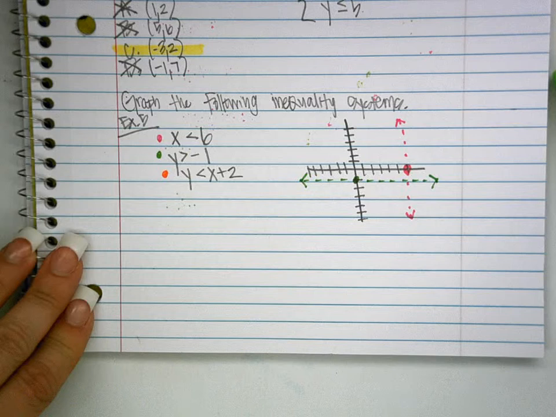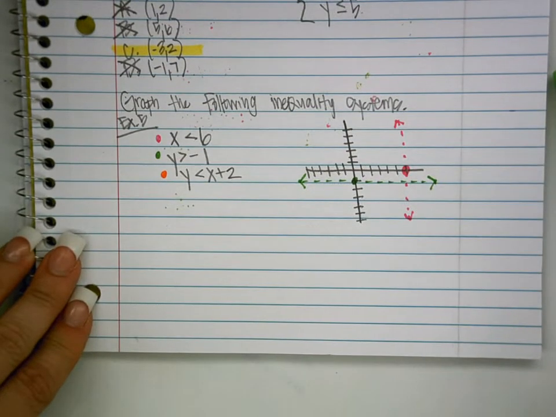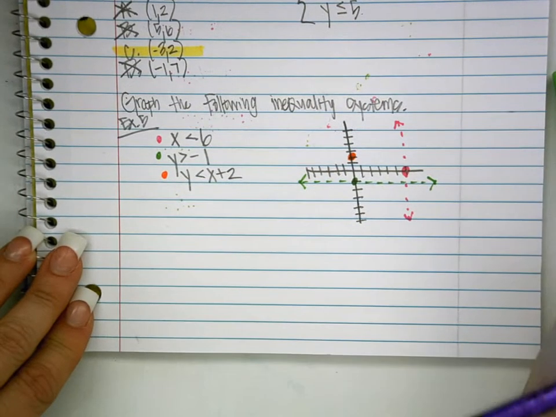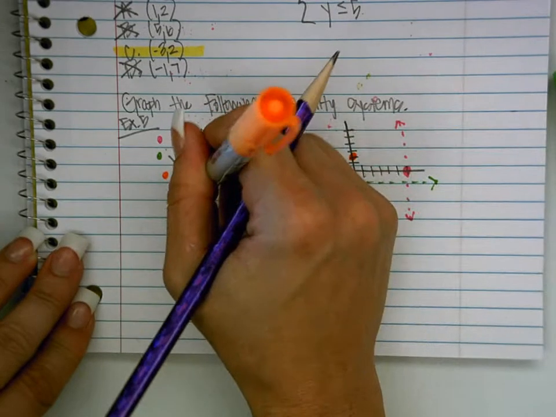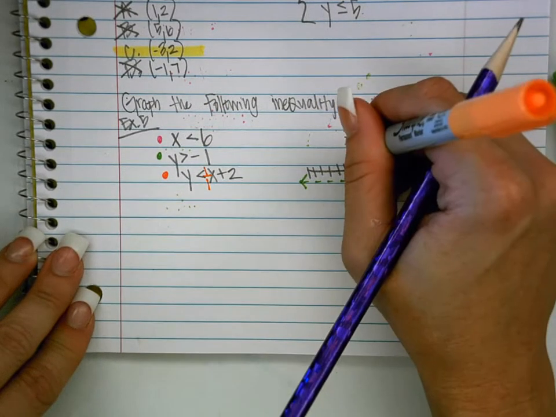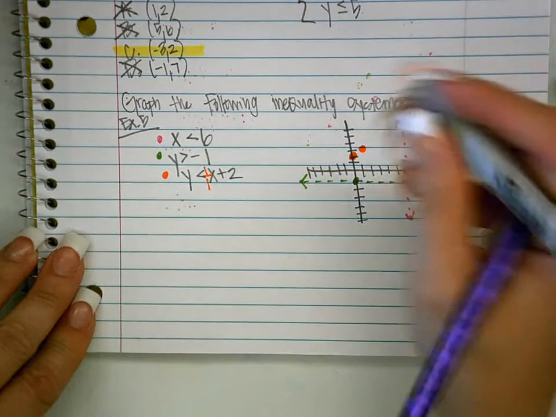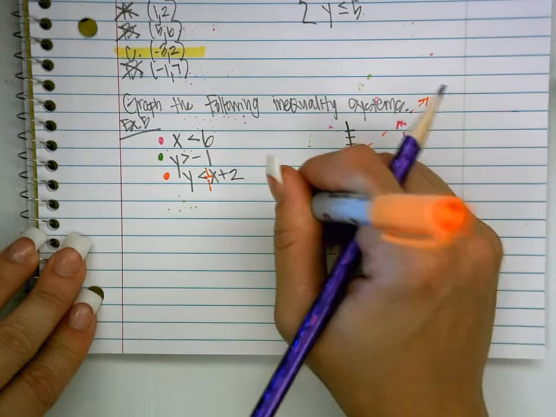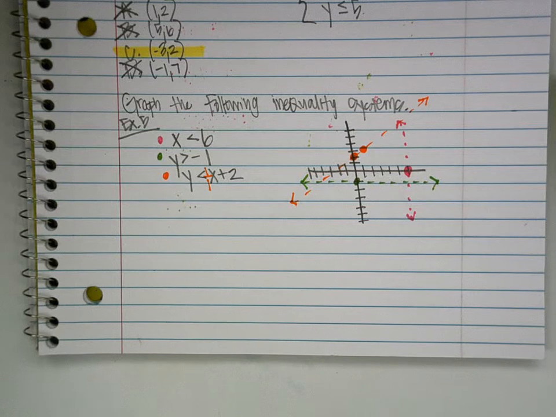And then finally my orange line, where should I make my first point? A positive 2, where y is equal to 2. How do I move to get to the next point from there? Up 1 over 1. So the slope there is 1 over 1. And this is also a dotted line. Then to figure out where you shade, I'm going to use that post-it cover-up method.